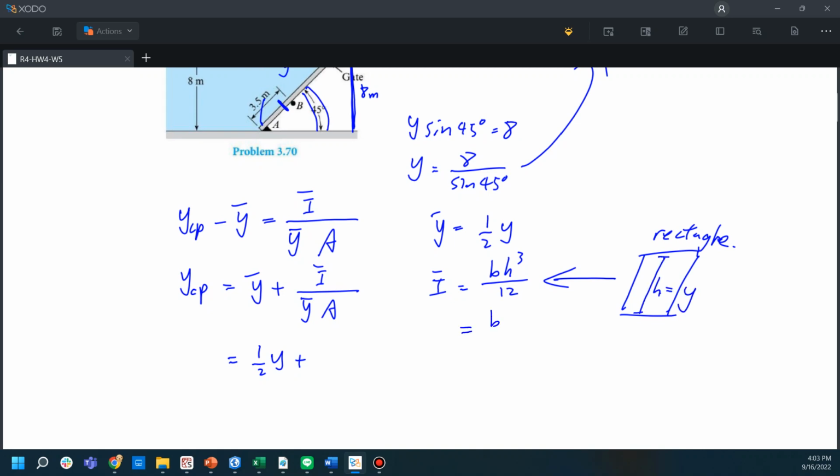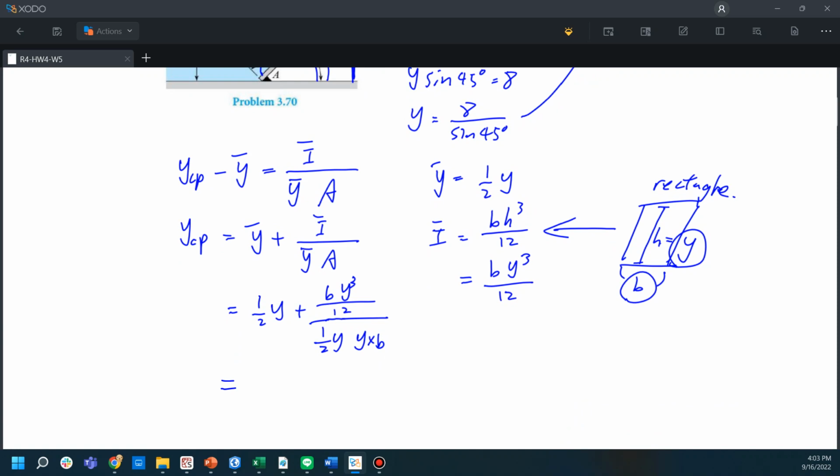So this essentially is b Y to the power of 3 divided by 12, and b is the width of this plate. We plug that in, divided by 12, and Y bar is 1/2 Y. The area of this plate is Y times b, Y times b. Now we can reorganize this.